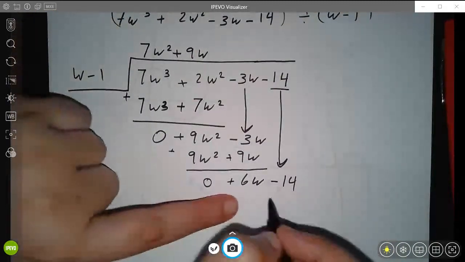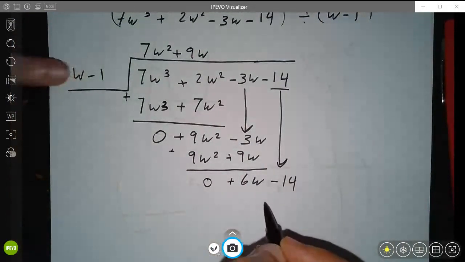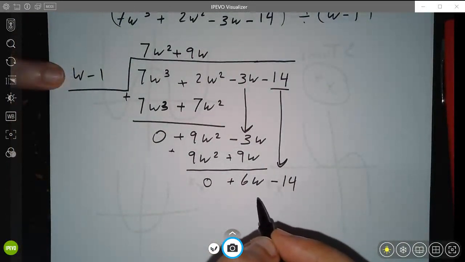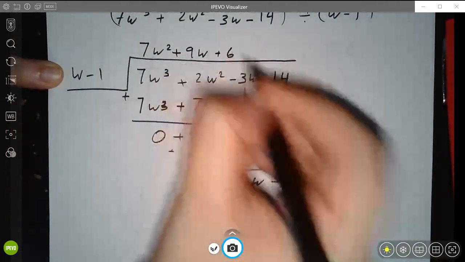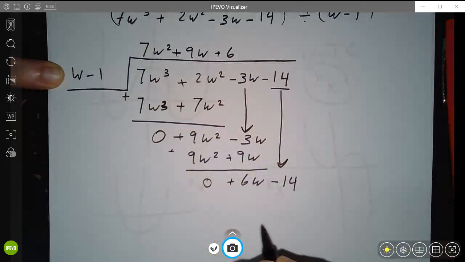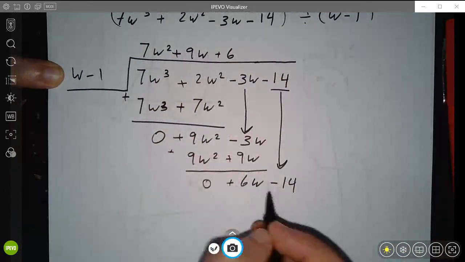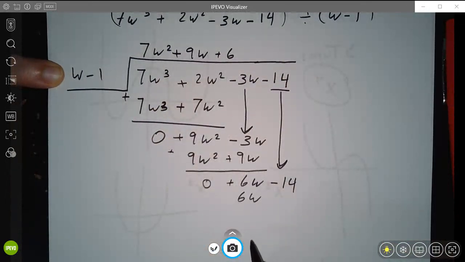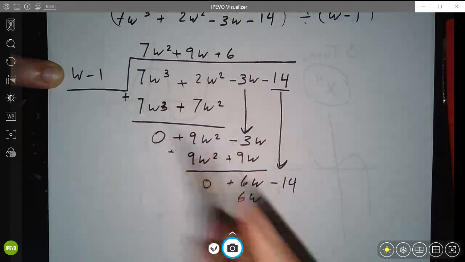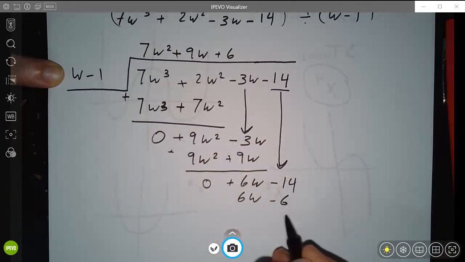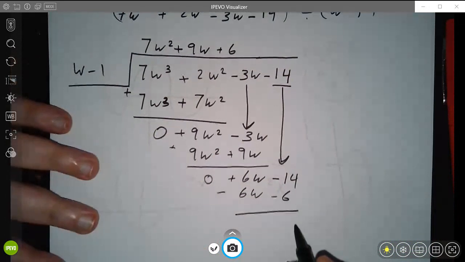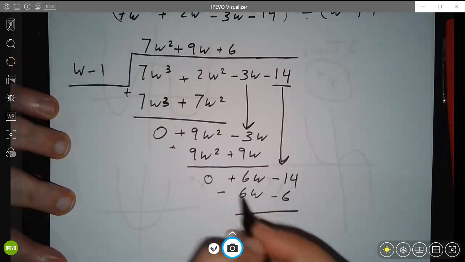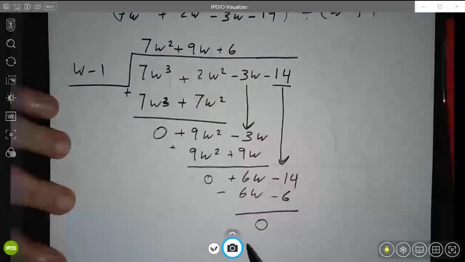And one last run. So now we focus on the 6w and a w. How do I turn w into 6w? You simply multiply by 6. Right? So 6 times w, you get 6w. 6 times the negative 1, you get negative 6. Subtract. These two are obviously going to give you 0.